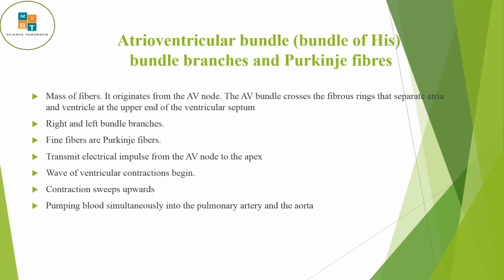And the other part is the atrioventricular bundle. The other name for it is the bundle of His. This will also have branches, so you call them Purkinje fibers. Bundle of His, and the other branches you call Purkinje fibers.